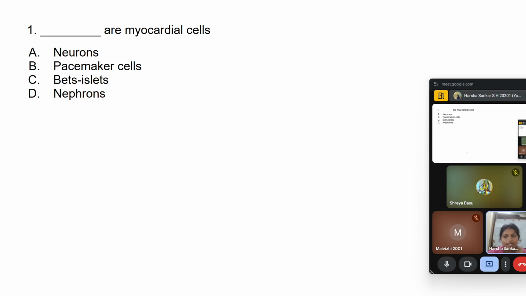Dash are the myocardial cells. Option A neuron, option B pacemaker cells, option C beta islets, option D nephron. What is the myocardial cell? Myo means muscle, cardial means heart. So there should be something related to muscles present in the heart. Those cells are present there. What is the cell present in the heart? Any idea?